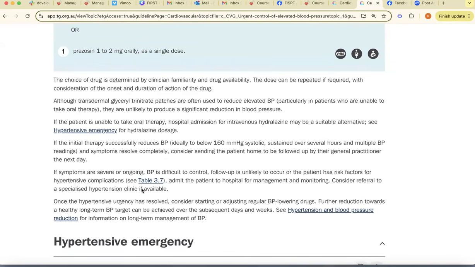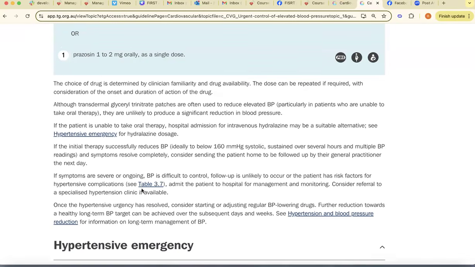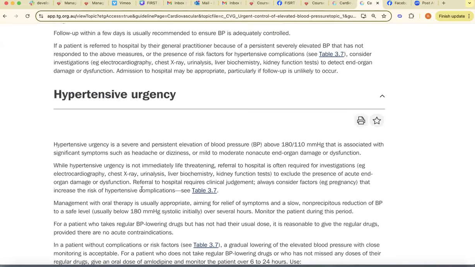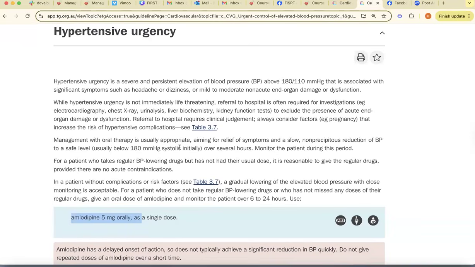Okay, so the only difference between treating a patient who has elevated BP above 180 over 110 without symptoms and hypertensive urgency is the admission in the hospital. All right, so this group will be admitted, they will be regularly monitored and we will see that their blood pressure is going down steadily.